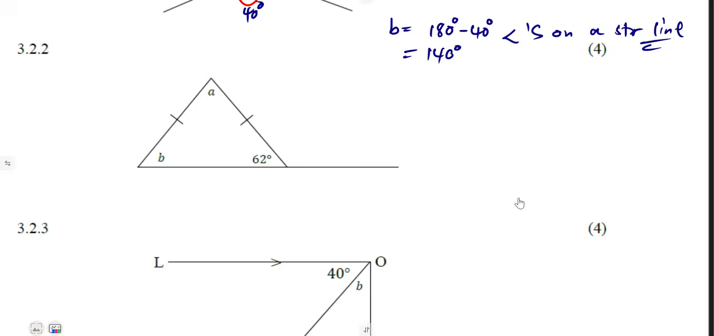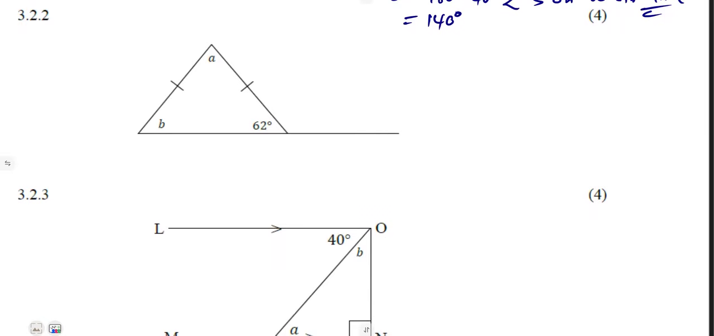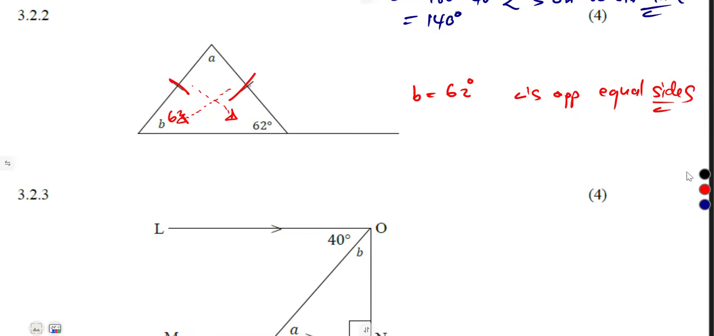All right, 3.22. Also, we talked about this one. I think it was our first part of our questions. These two sides being equal, I said angles opposite these equal sides are supposed to be equal. So angle B must be equal to 62 degrees. These are angles opposite equal sides.